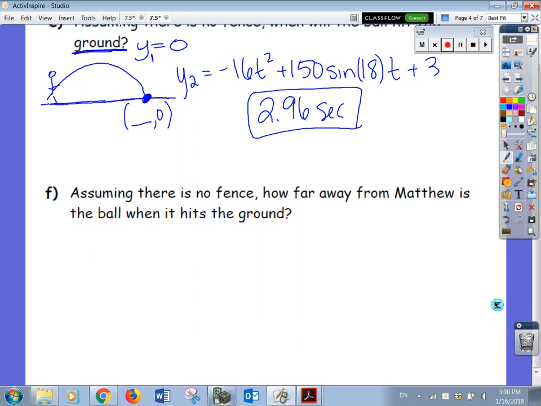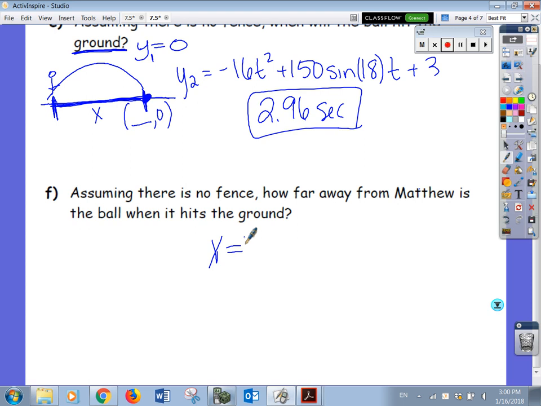Because if we want to know how far away, now here's Matthew, here's the ball. Now we want to know this x value. What is that x value? So x is what we're looking for. We're looking for x when t is that 2.96.